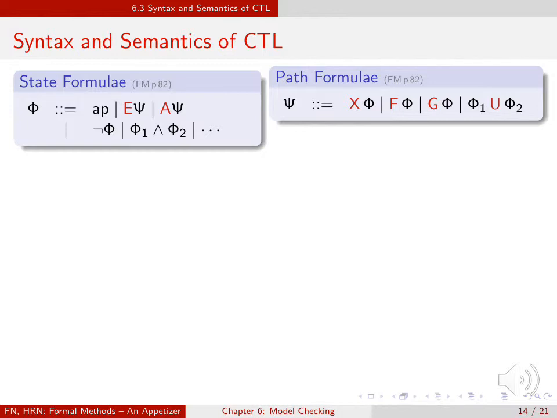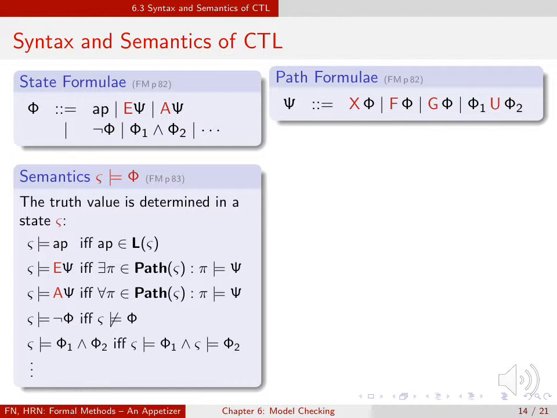For path formulae, we have the X operator telling us what will happen in the state that is next in the path, the F operator that says what will happen at some point on the path, the G operator that tells us what must hold for every state in the path, and a new operator U that we'll explain in just a moment.